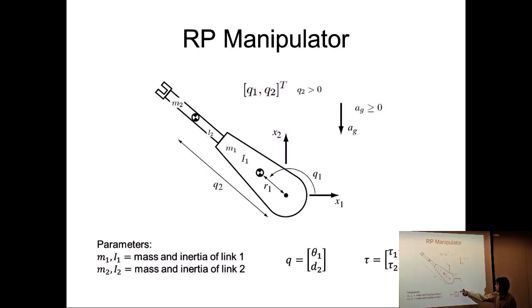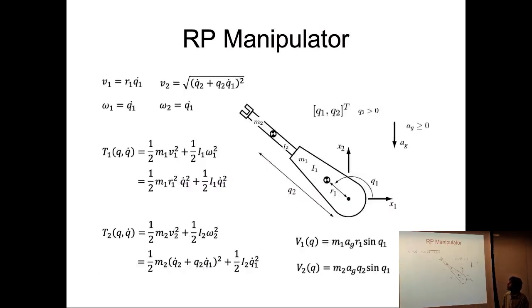Our joint variables are going to be θ1 and d2, revolute joint, prismatic joint, and then the inputs, the generalized forces that we're going to be able to apply onto the system will be a torque for the first rotational degree of freedom, and then a force for the second translational degree of freedom. So let's start working out Lagrange's equations.